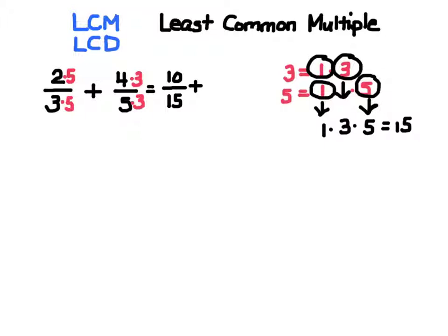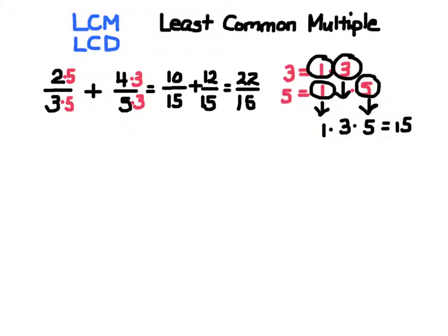plus 4 times 3 is 12, over 3 times 5 is 15, and we can finish this off because now we can add them together. They're both over 15, and 10 plus 12 is 22.